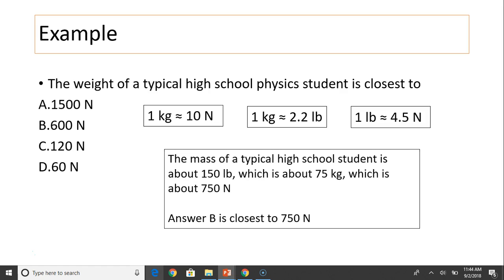Then you probably say, hey, there's no 750 here. How do I know what the answer is? When no answer matches your answer, choose the one that is closest. So which number is closest to 750? The answer is B.